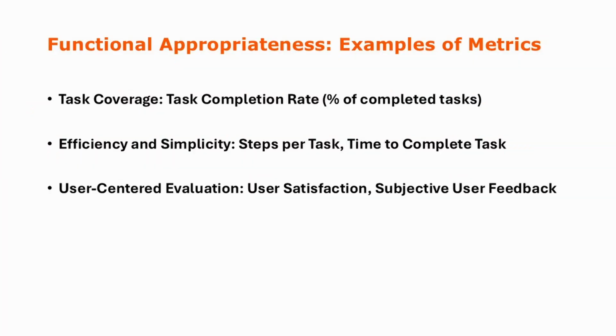Here are some examples of tests and metrics for appropriateness. Task coverage. You verify that the product provides all necessary steps to complete the intended tasks. Efficiency and simplicity. You ensure that the product doesn't require unnecessary steps to complete a task. Tasks should be as straightforward as possible. Metrics: steps per task, time to complete the tasks, etc.